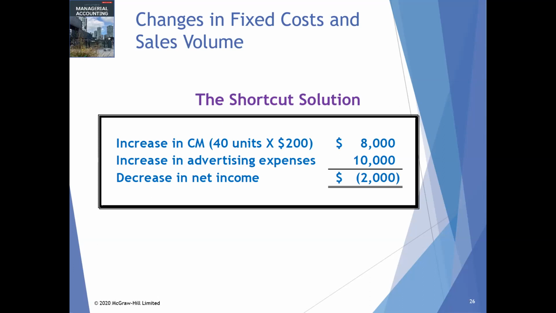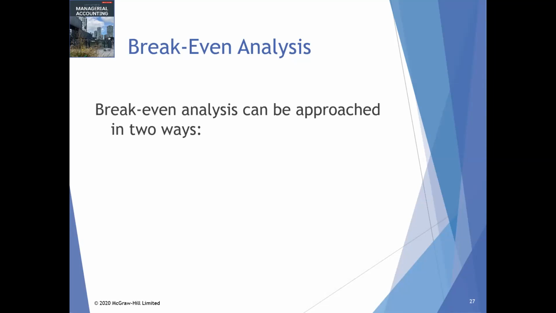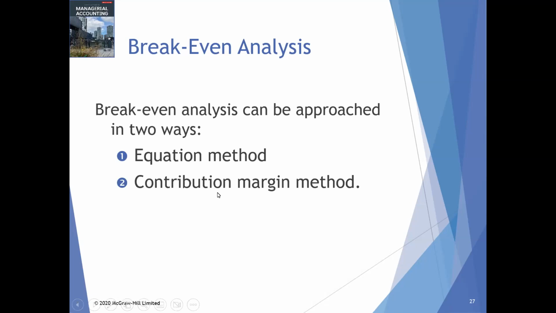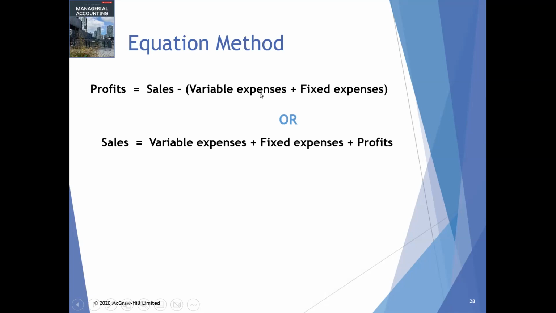Now, the break-even analysis. The break-even analysis can be approached in two ways: the equation method and the contribution margin method. So the first one is the equation method, and the second one is the contribution margin method. Look at the equation method first. Profit is equal to sales minus variable expenditure plus fixed expenditure. Sales minus all the expenditure is known as profit.